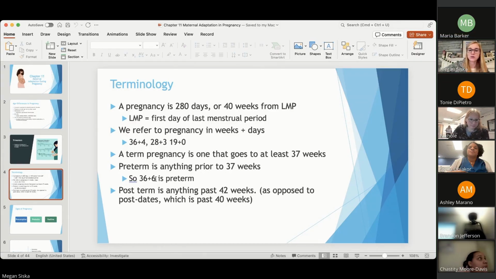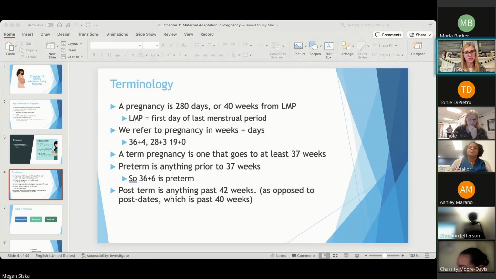Okay, and then post-term is going to be anything past 42 weeks. Whereas post dates, you'll kind of hear these interchanged, but post dates would be like after 40 weeks. So your due date is that 40-week mark. So very common for people to go past their due date. Now 42 weeks, that's really, really late to have a baby. And we'll talk about some complications that can happen with those really post dates, post-term babies.